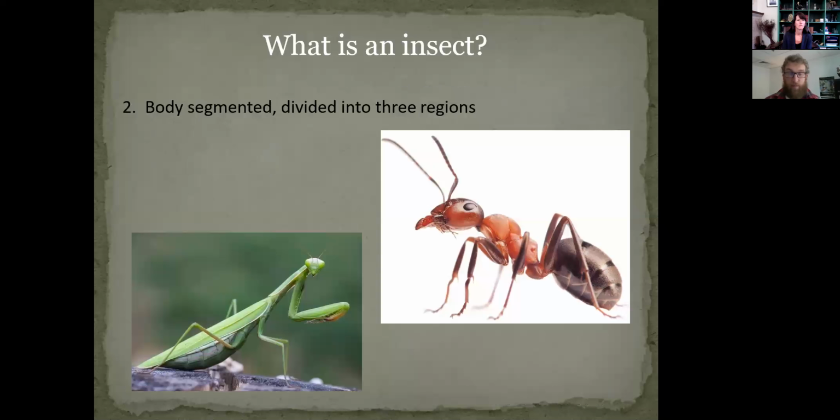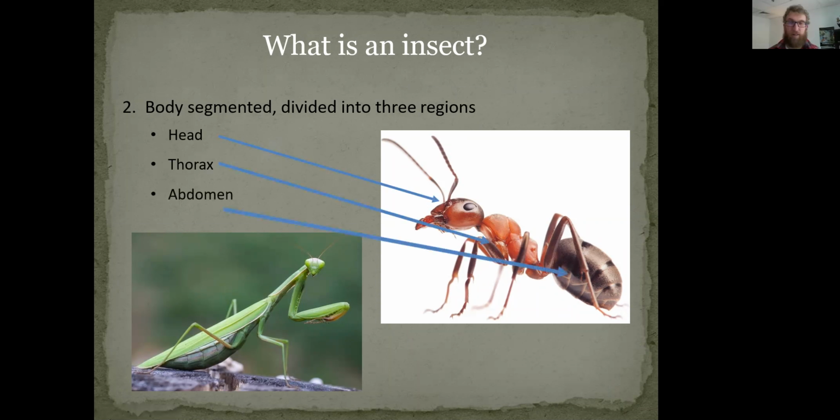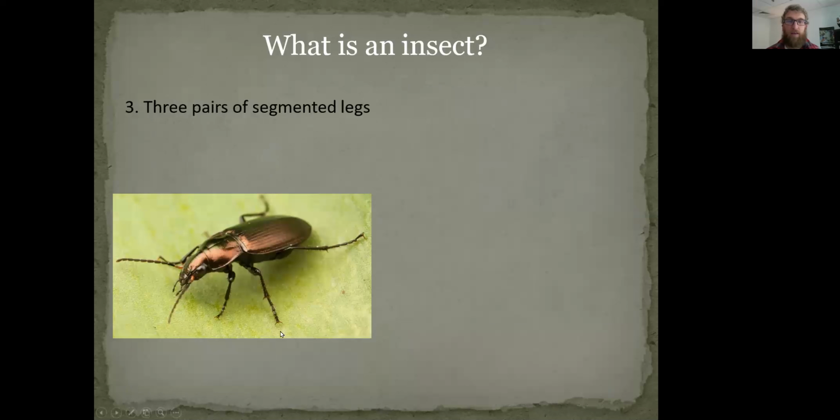And the body's segmented. Arthropod actually means jointed foot. So they've got a head, thorax, and an abdomen. Three body parts. That's what makes an insect versus some of the other arthropods I'm going to talk about. And they've also got three pairs of segmented legs. So classic look here on this beetle.